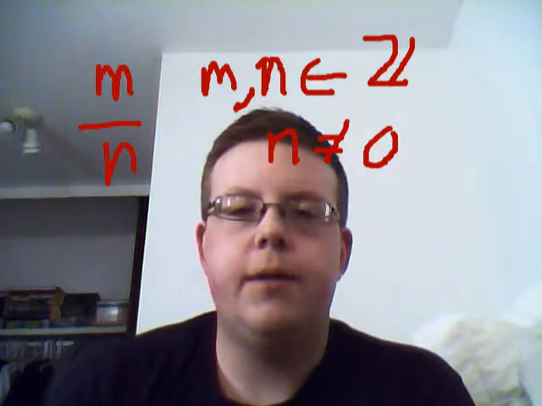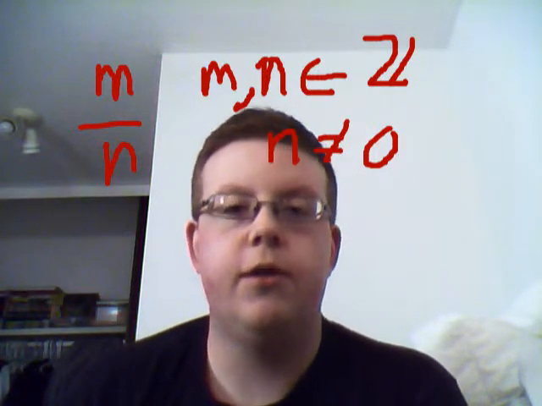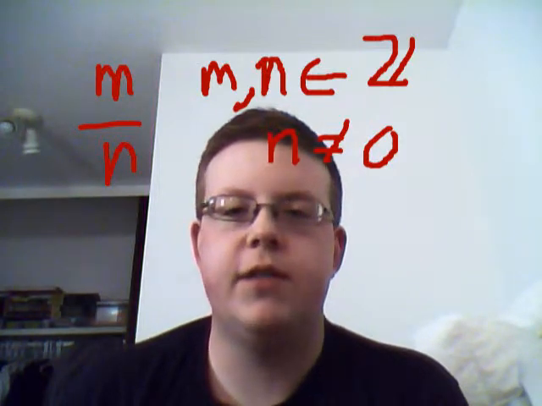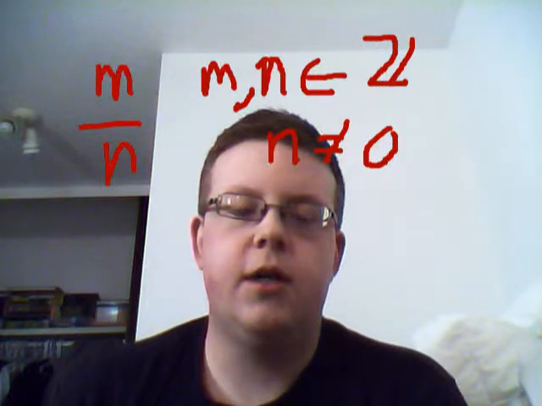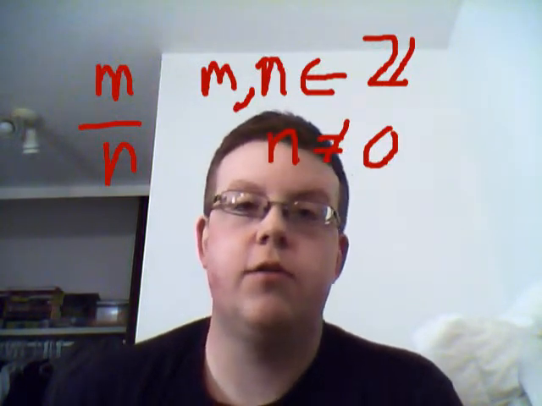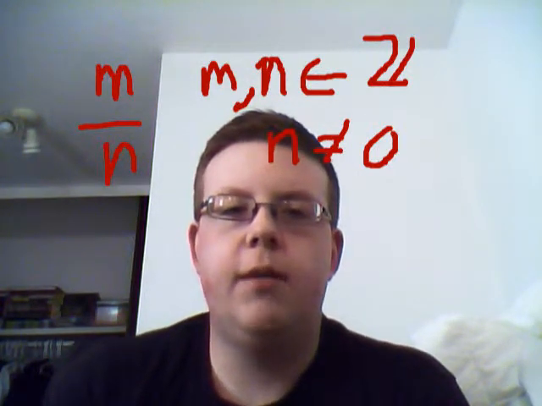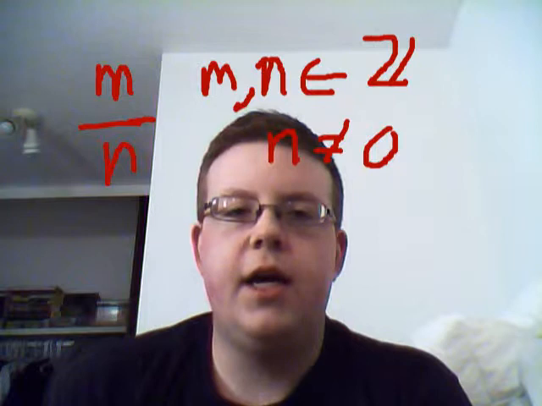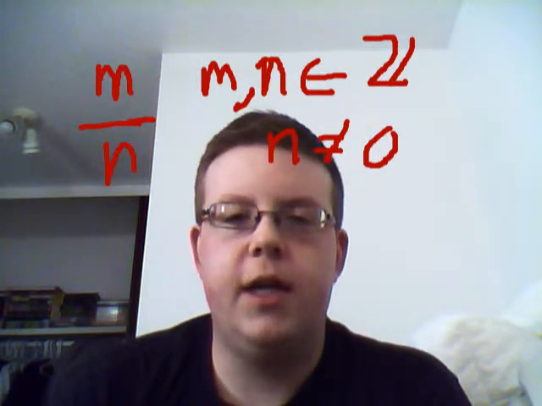So the integers are basically the counting numbers, 0, 1, 2, 3, 4, 5, 6, and so on and so forth, whole numbers, as well as their opposites, the negative numbers. So -1, -2, -3, and so on. So those are the numbers that we can put into a fraction to get new numbers, or numbers that can be represented like this.